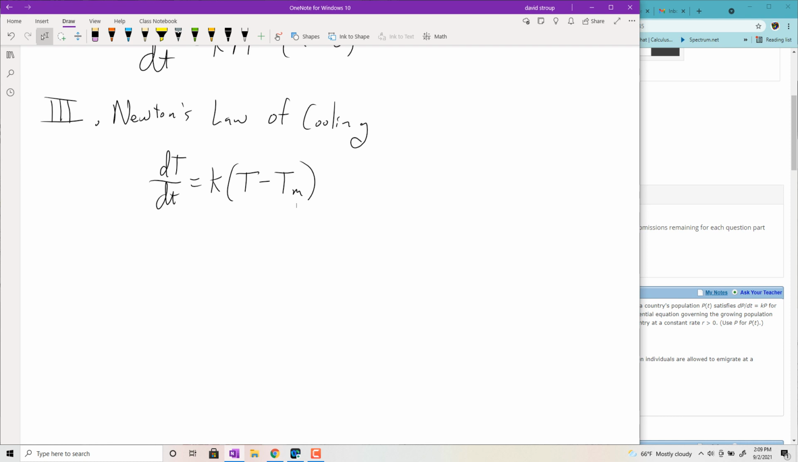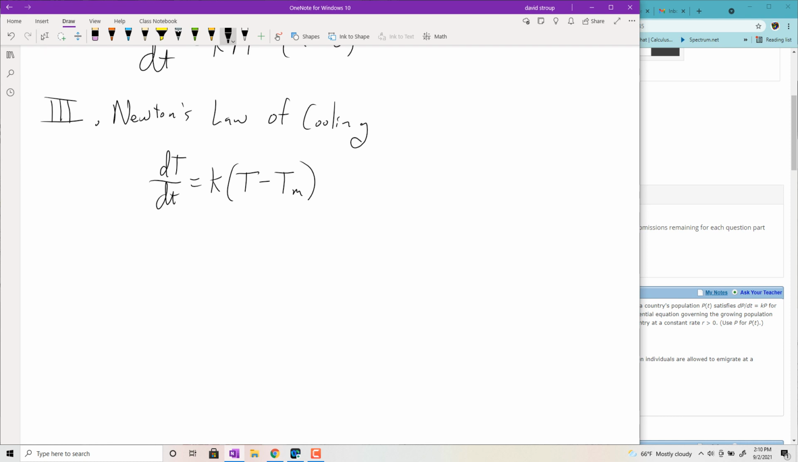Also, if you work in a foundry, you need to know how long it takes for some of these things to cool off. So you have a mold and you're pouring liquid metal into it, and you want to know how long you have to wait until you can take the mold off of it. You could use this to figure that out.